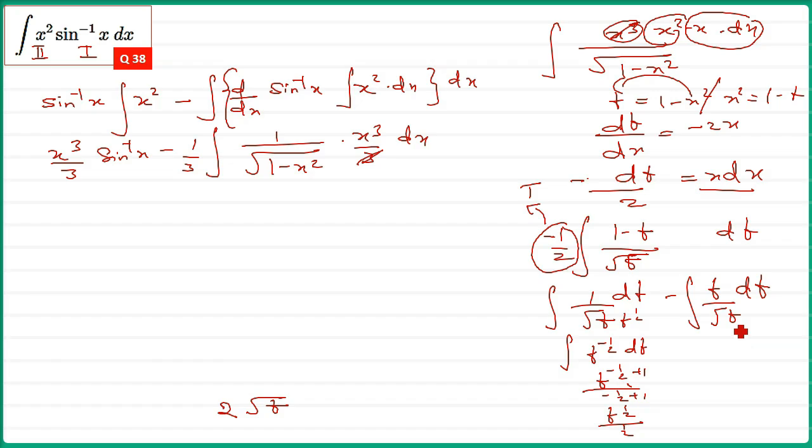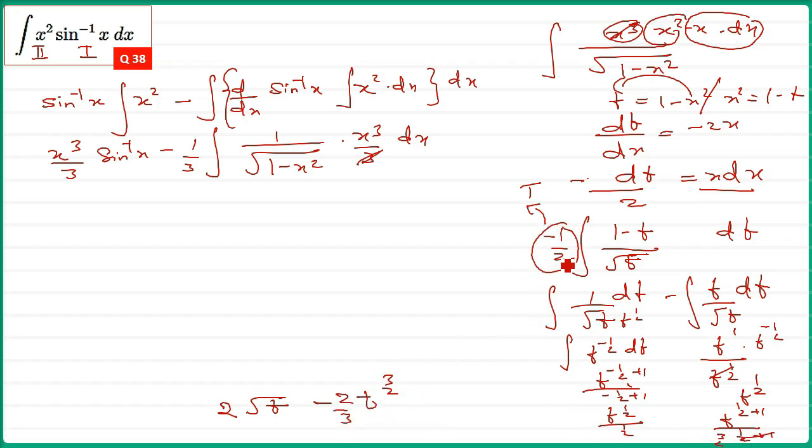Then dealing with t by under root t again. The best way is to multiply numerator and denominator by root t. So you will get a root t, and you know the integration of root t. Or you can do it like this: t raised 1, t raised half in the denominator goes up, 1 minus half is half, so t raised half, which is under root t. It will be t raised half plus 1 divided by half plus 1. So t raised 3 by 2 divided by 3 by 2, it goes up, it will be 2 by 3. So 2 by 3, t raised 3 by 2.